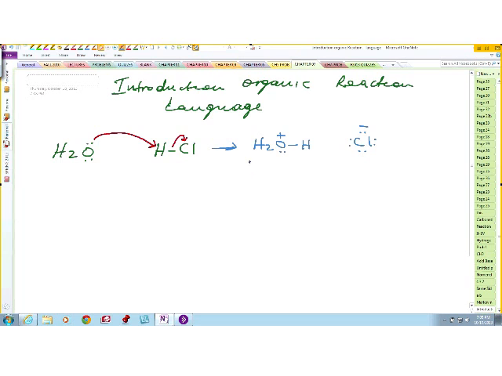We form what we call the hydronium ion right here, and the chloride ion, or the chlorine ion, called as chloride. In this case, we call this an acid-base reaction, a Brønsted acid-base reaction.